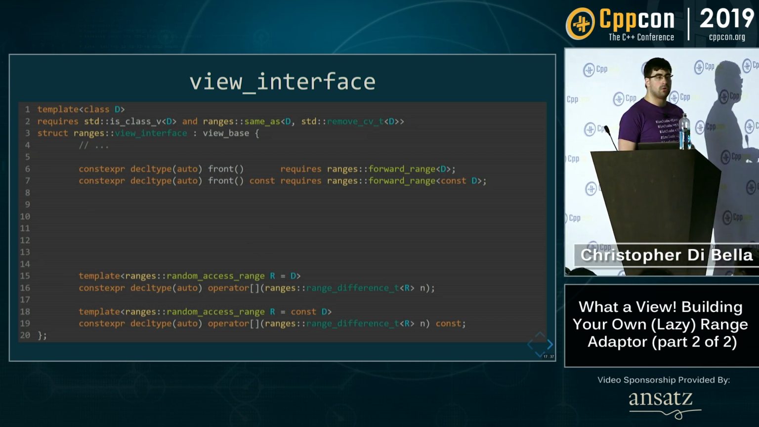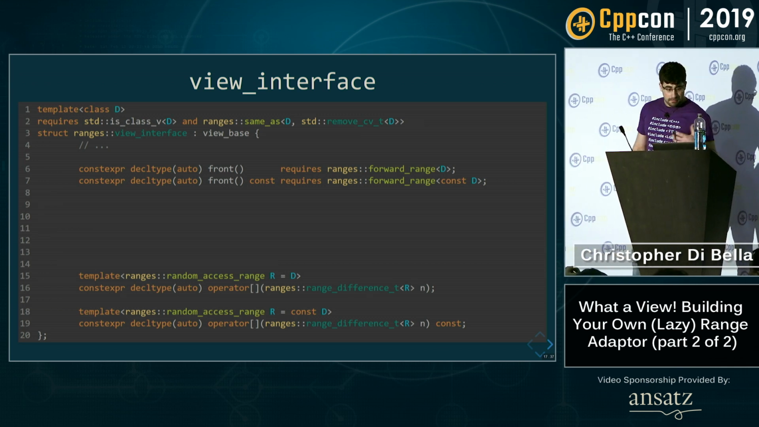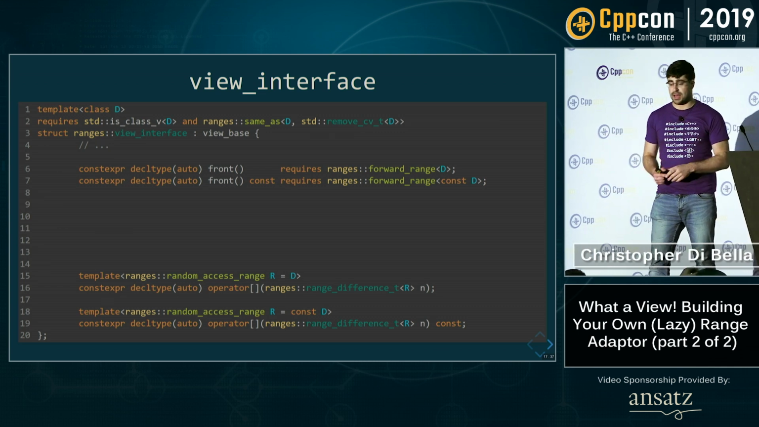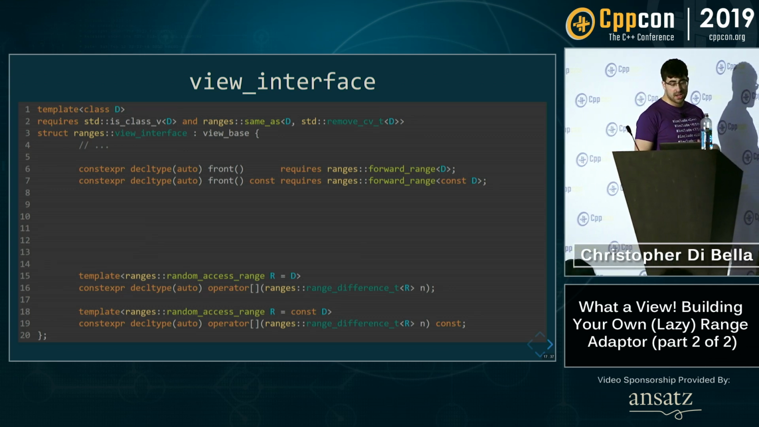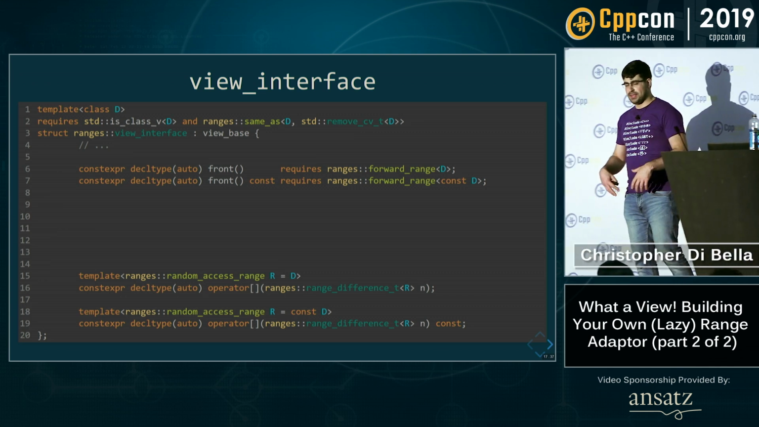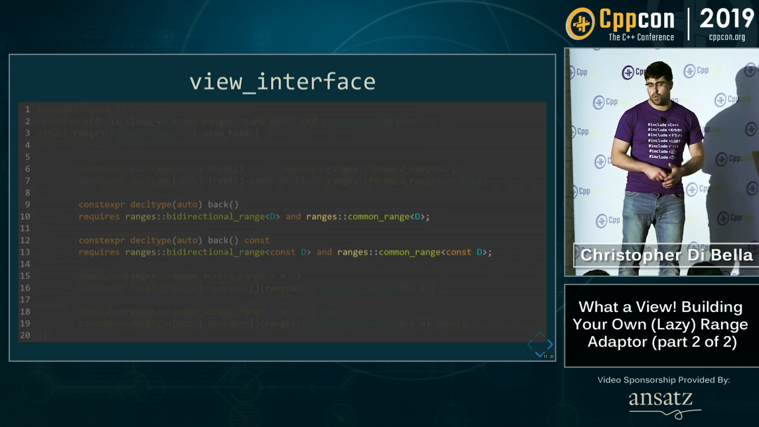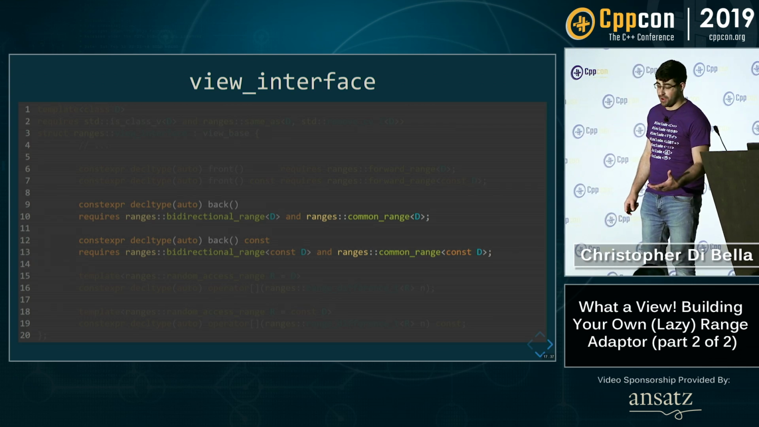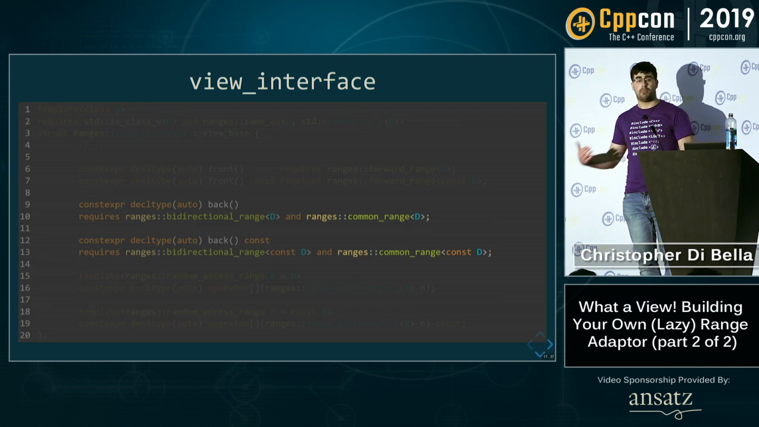Now, it turns out that we already meet all the requirements for front and for the subscript operator, because in the case that we have a forward range, we've just met all the requirements, so that one exists when we have a forward range. If we want to do a subscript operation, we need a random access range, and everything just exists. But unfortunately, this doesn't work for the back operation. We need a bidirectional range. We already meet this requirement if we have a bidirectional range. But the thing we haven't accounted for is that we need a common range as well.